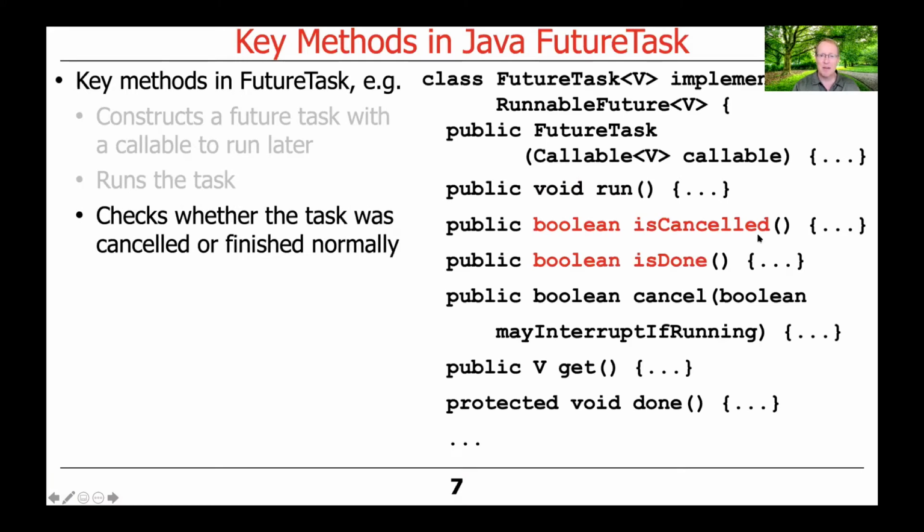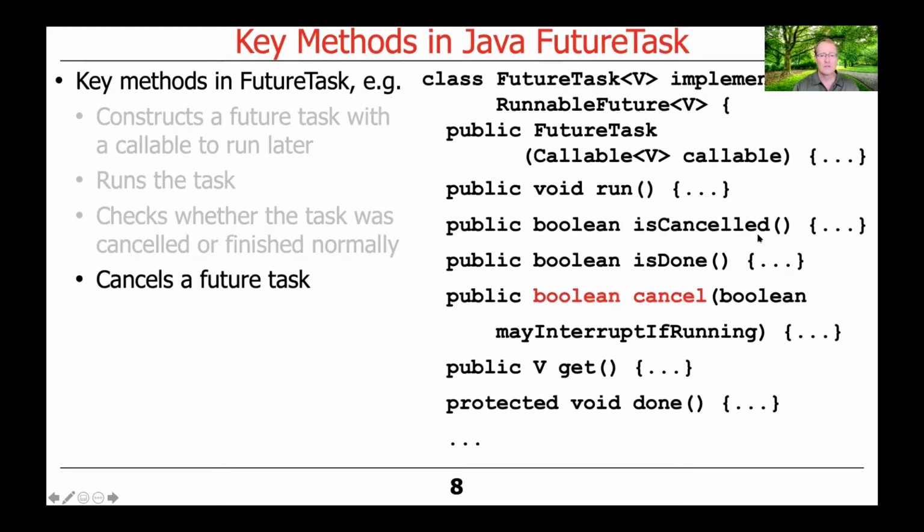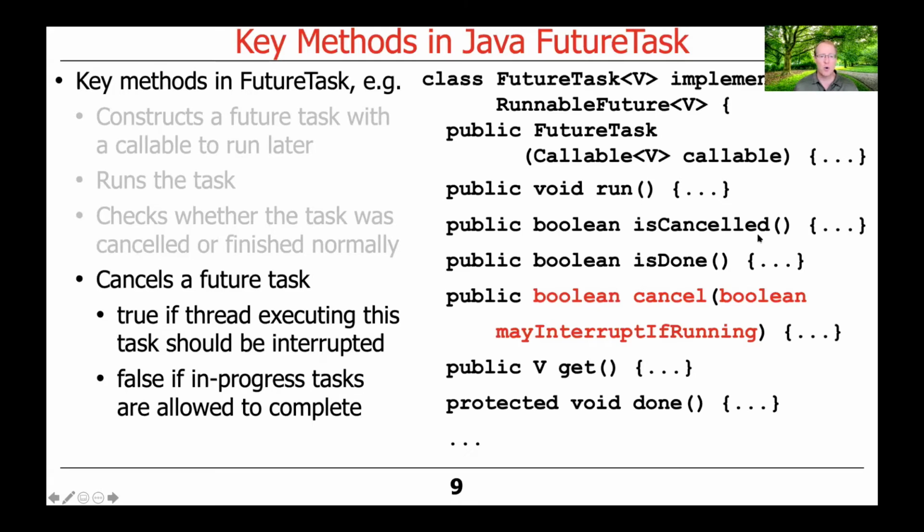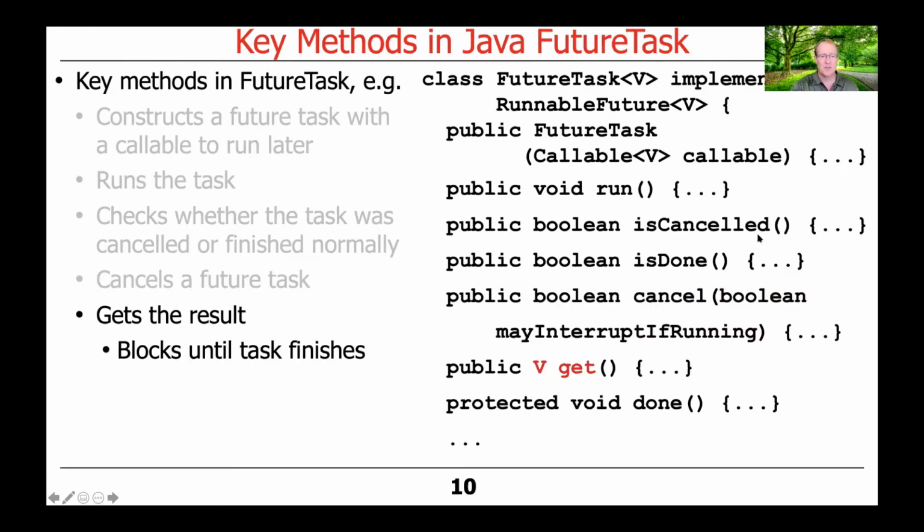Since we implement the Future interface, we have the isCancelled method that checks to see if the FutureTask has been canceled, and the isDone method to see if everything's completed normally. You can also cancel a FutureTask, and you can indicate that you want it to be canceled right away, interrupting it if it's running, or you can say, well, I want it canceled, but let it finish first, and then I'll ignore the results. So there's a couple of different parameters you can use to do this.